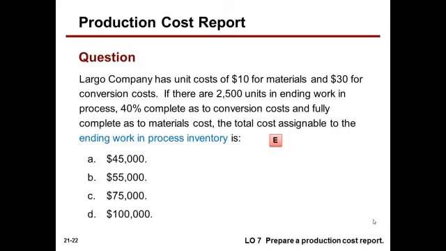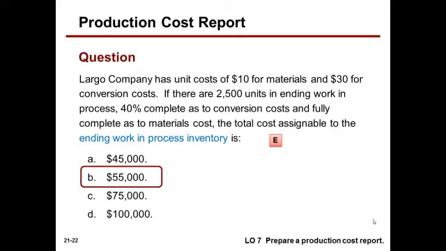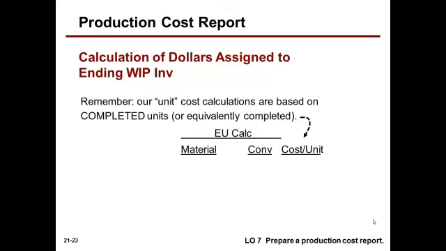Here's a review question. Largo Company had unit costs of $10 for materials and $30 for conversion costs. If there are 2,500 units in ending work in process, 40% complete as to conversion costs, but fully complete as to material costs, what's the cost assignable to the ending work in process inventory? This is the E value. $55,000. Let's look at that calculation.